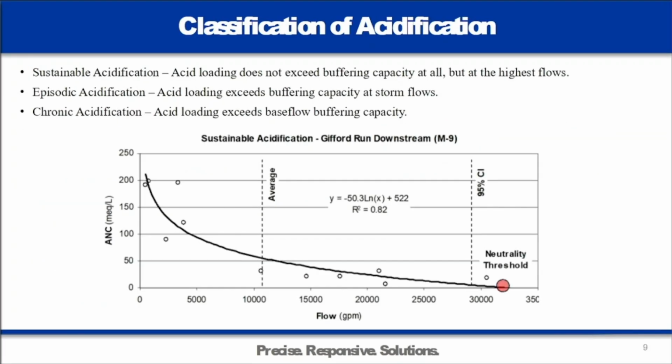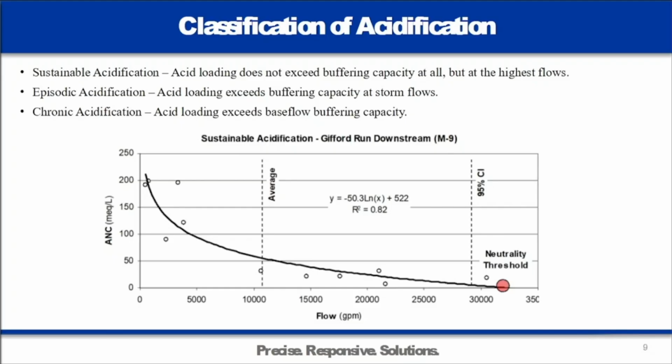So to look at how to restore an acidic stream, you need to classify acidification of that stream. And these graphics work really well. If you plot ANC, which is basically your buffering capacity of your watershed, against your flow rate over multiple samples, you can get a line there. And your neutrality threshold is when your buffering capacity is at 0. So you're at a net 0. Any acid you add to that will go to lowering the pH rather than using up the alkalinity within there.